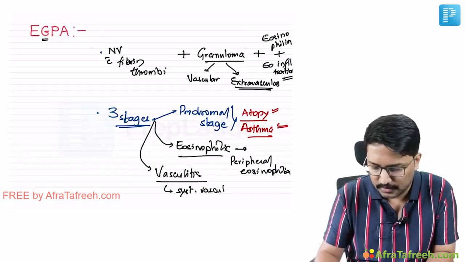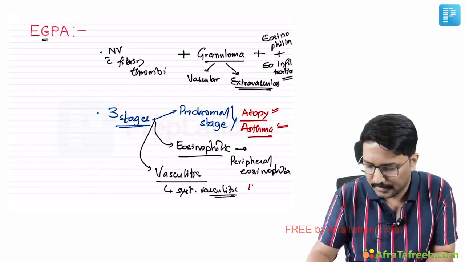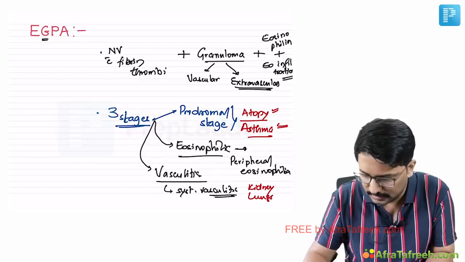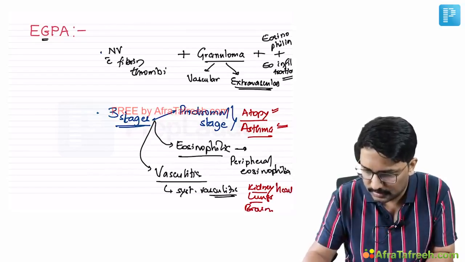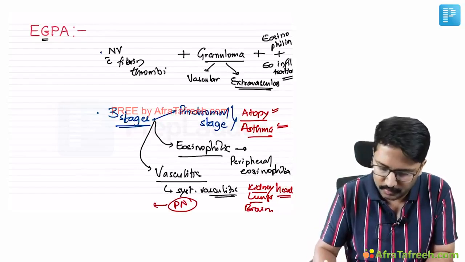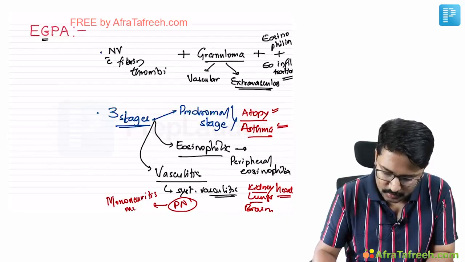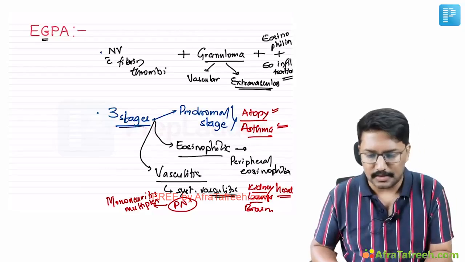Patients can have vasculitis, mainly small vessel vasculitis, affecting kidneys, lungs, brain, heart. All these structures can be affected. Even peripheral nerves can be affected. Because of the peripheral nerve involvement, these patients can also present with mononeuritis multiplex. So this is the usual presentation of a case of EGPA.